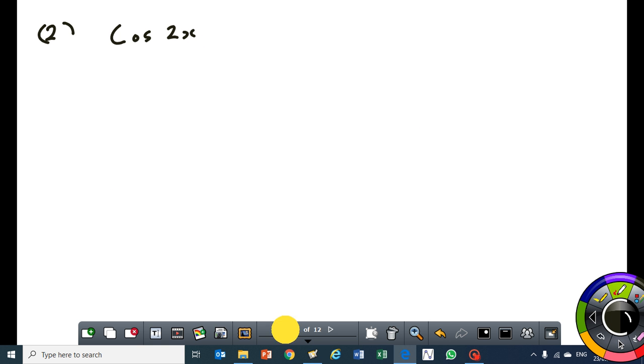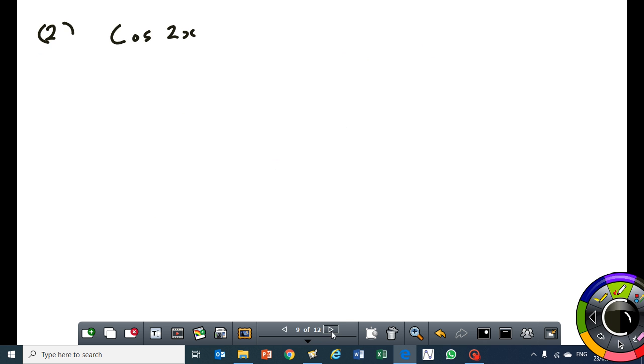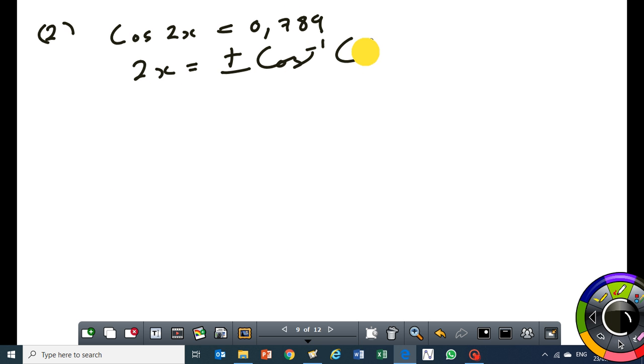Cos 2x. No, we don't have that time. Cos 2x equal to 0.789. Now remember, this is cos. It has two general solutions. This is a very simple trig equation. We take the cos to the right, it becomes arc cos. So you're left with 2x on the left. That will be plus or minus arc cos of 0.789 plus k times 360, where k is an element of z.